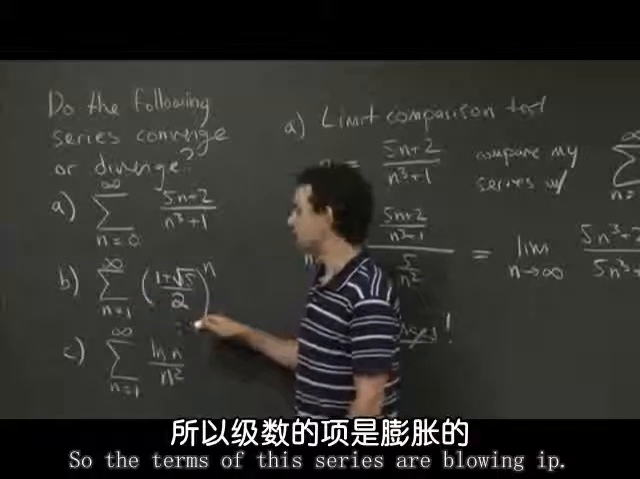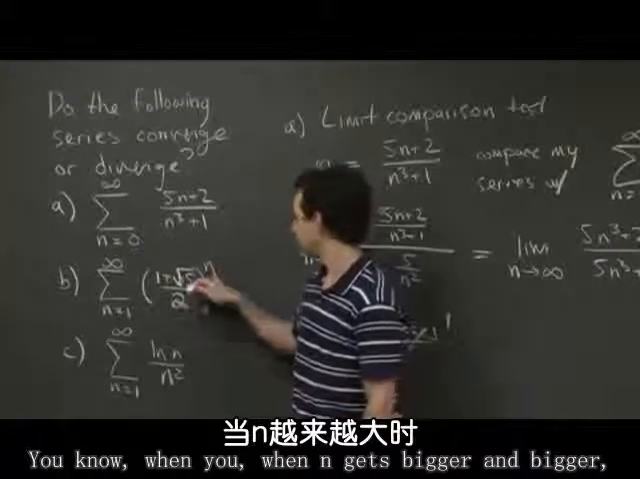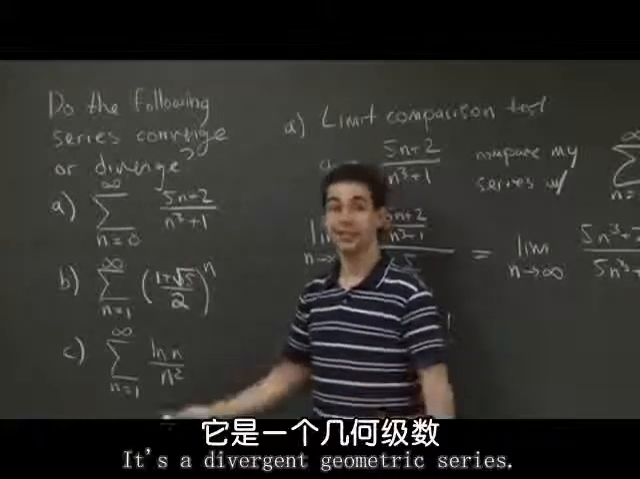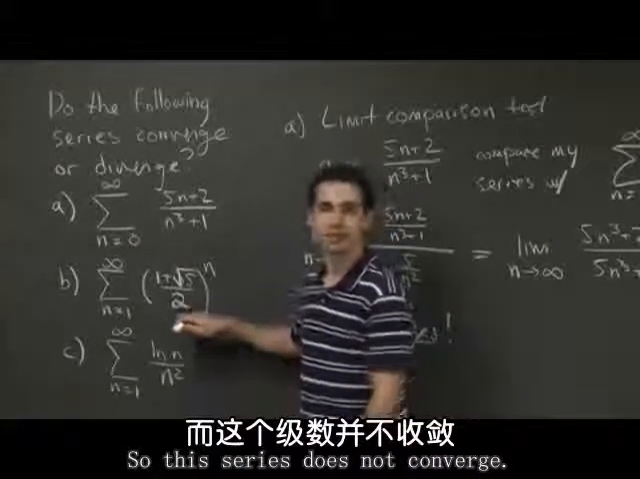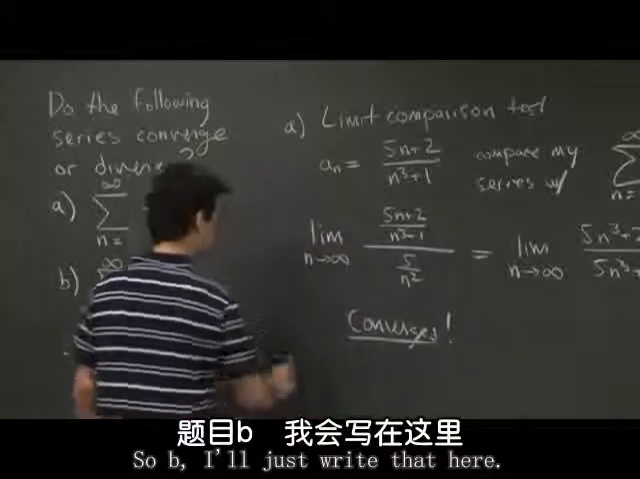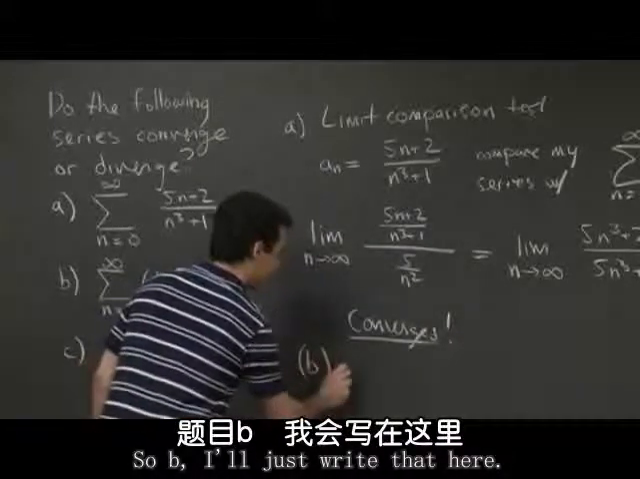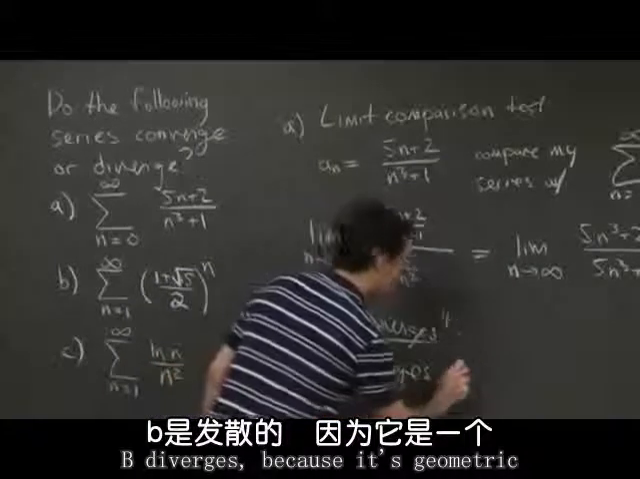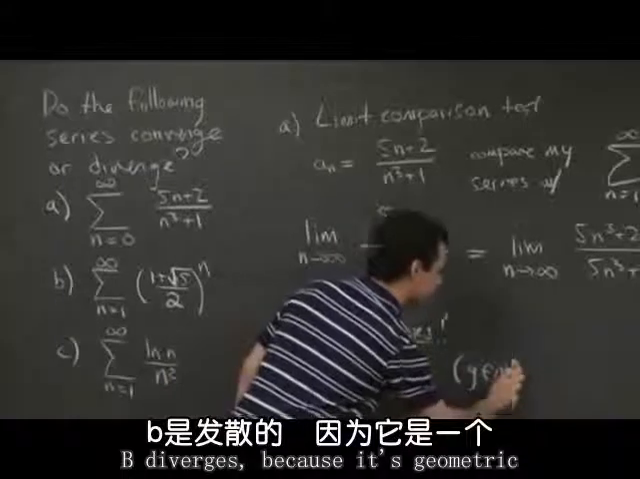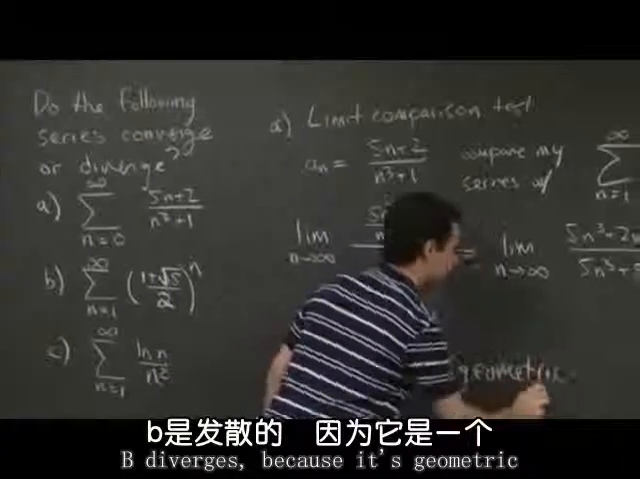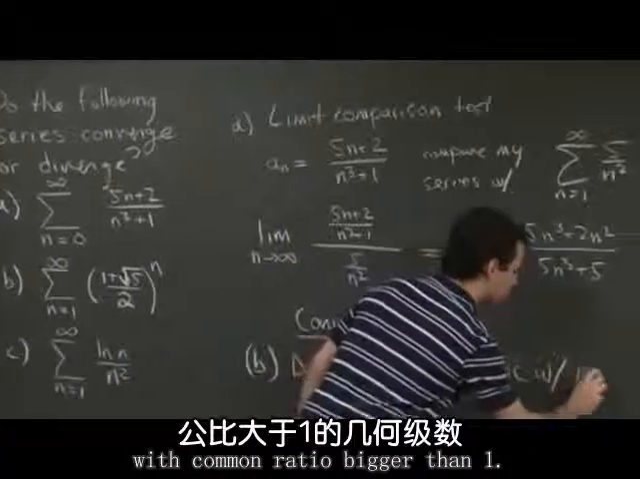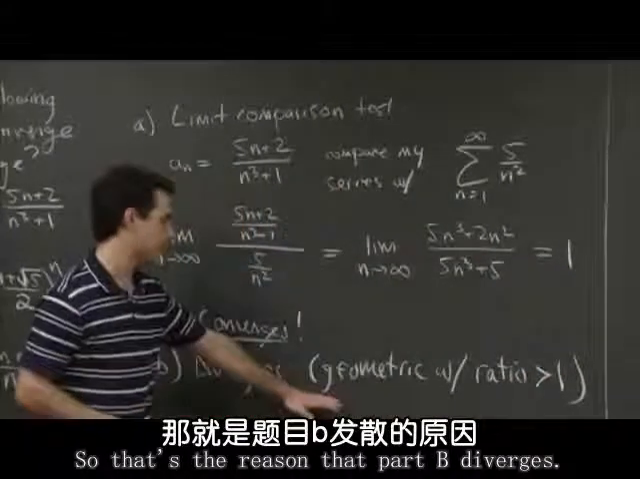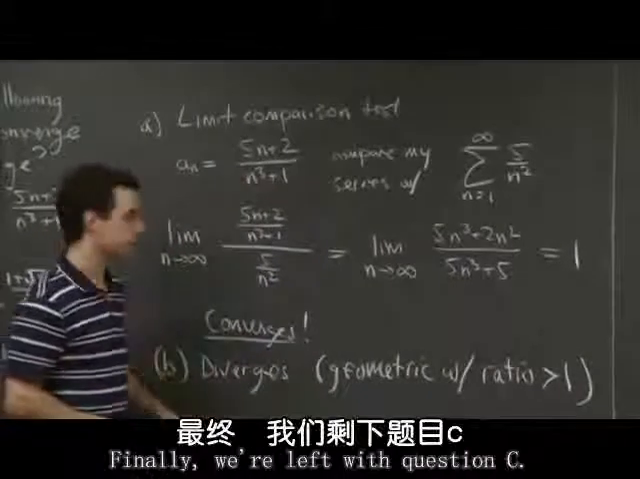So the terms of this series are blowing up. As n gets bigger and bigger, you're adding larger and larger numbers here. It's a divergent geometric series, so this series does not converge. So B, I'll just write that here: B diverges because it's geometric with common ratio bigger than 1. So that's the reason that part B diverges.